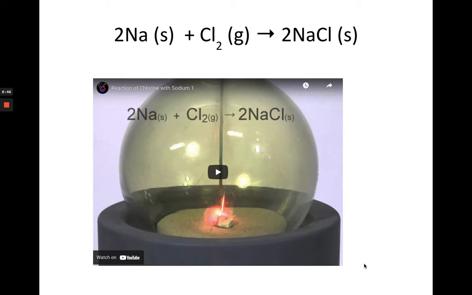If you want to see the actual synthesis, you'll go into the slides that are posted on the Canvas site and you can watch this video.